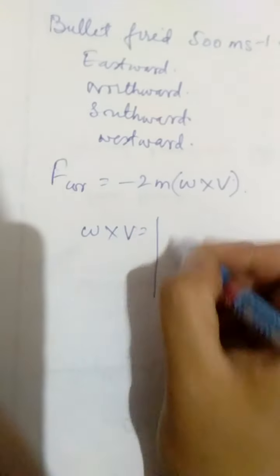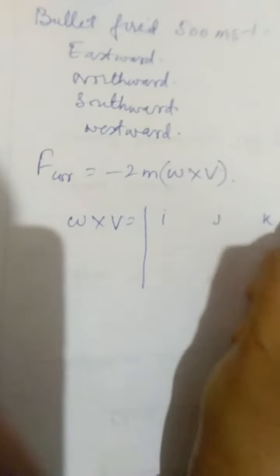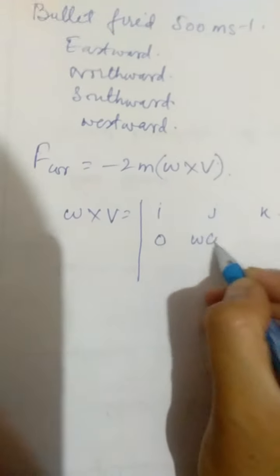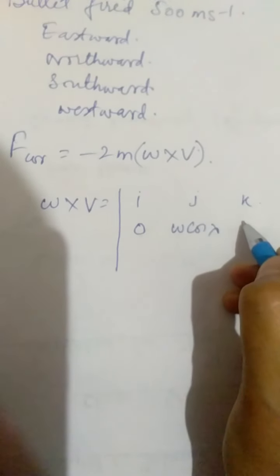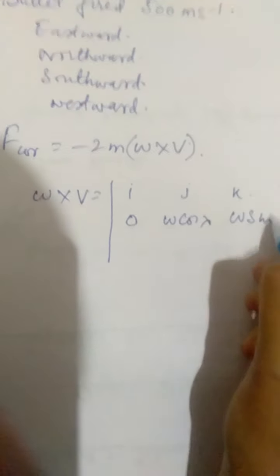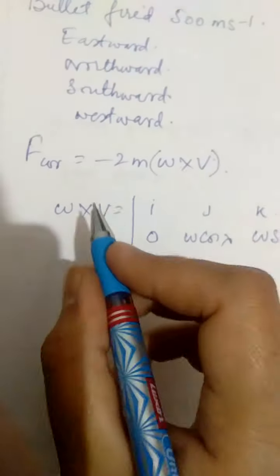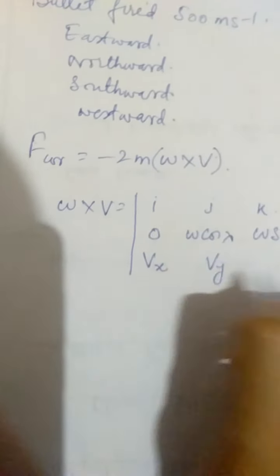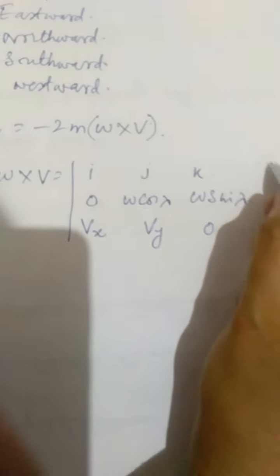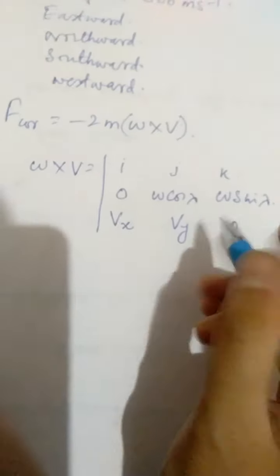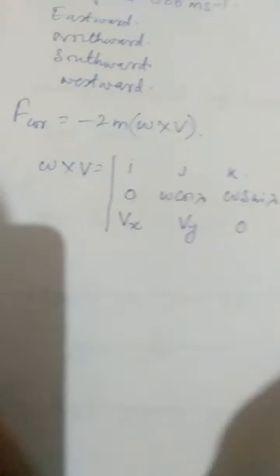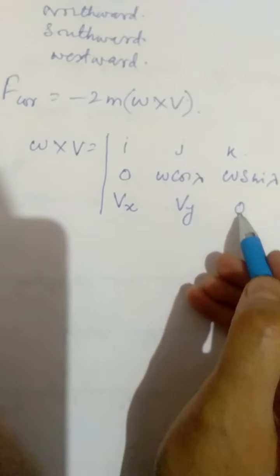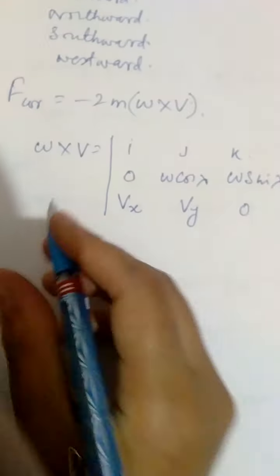It is this determinant of i, j, k. For omega, since omega x is 0, omega y is omega cos lambda, omega z is omega sine lambda. For v, if the object is moving on the surface of Earth, it will have two components, vx and vy, and vz will be 0. But for such motions in which you are dealing with objects that have been thrown into outer space from Earth, only the vz component will be there. Vx and vy will not be there.